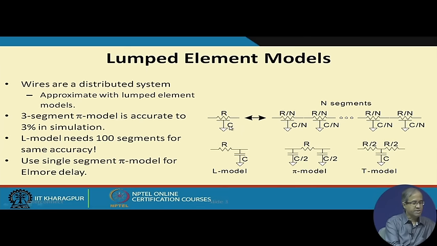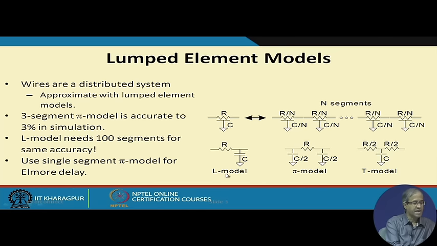Similarly, the total capacitance C can appear as C by n, n times in parallel. So, these are some ways of modeling this interconnection wire. Wires are treated as distributed, with these RC values distributed along its length, and this is actually called lumped element models. And the way you distribute these values, there are traditionally three ways.